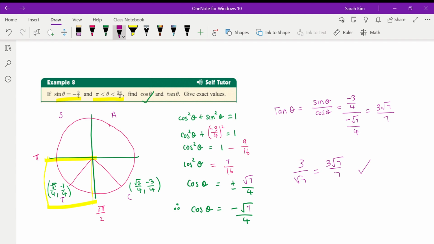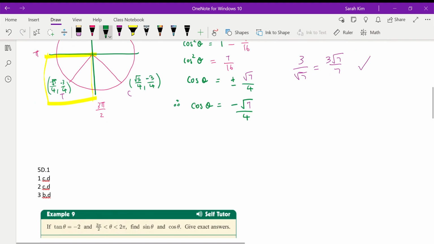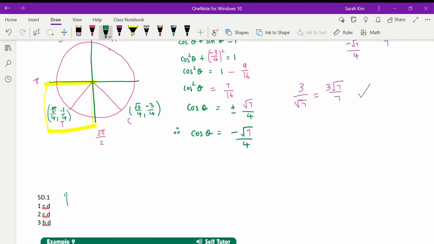Sometimes it's a bit of a manipulation of square roots because they don't like having square roots on the bottom as answers, but just double check with your calculator and you should be okay. So now you should be able to do all of these questions. Make sure you write all of the examples down and do the questions, check the solutions, etc.